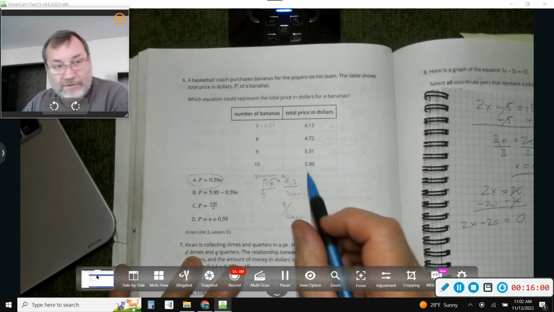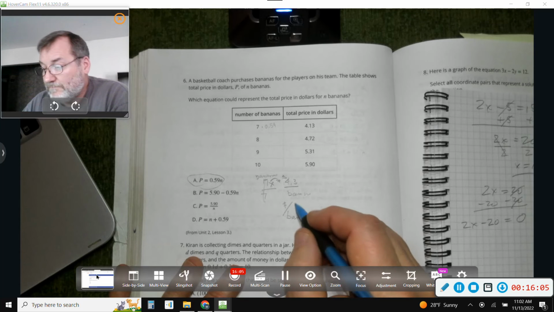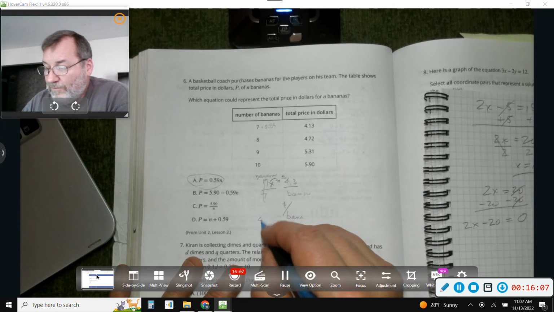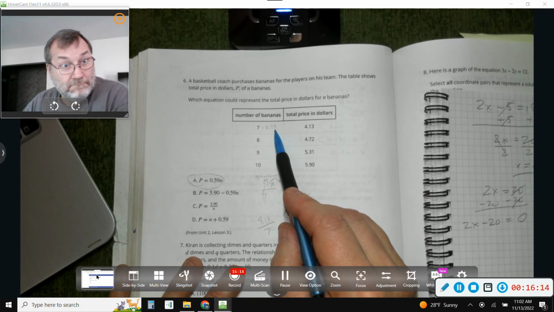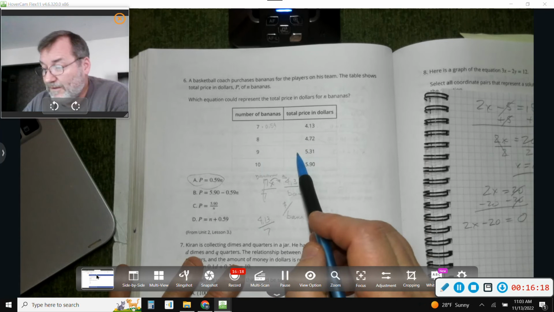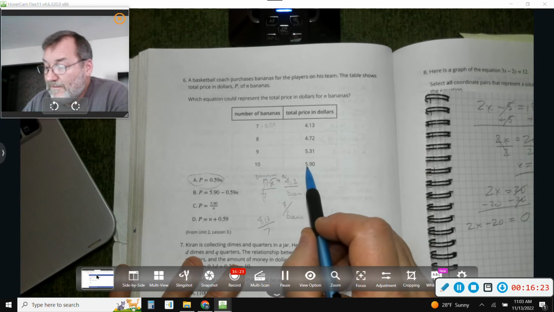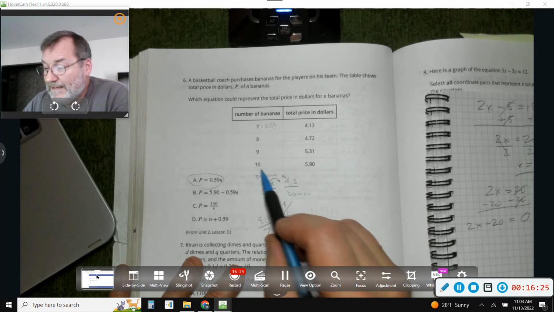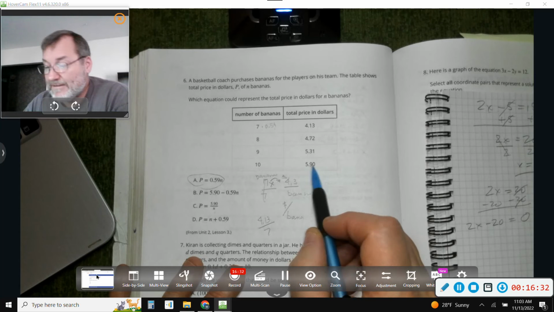All right, so we have numbers of bananas and the total price, so it's dollars per banana. What's 4.13 divided by 7? It comes out to be 0.059. And if you come here and do the math, you get the same thing. You come to here, you get the same thing. You go to here, you get the same thing. Look at this: 5.90 divided by 10, you can do that math in your head. 0.59. So that's how much a banana costs, just under 60 cents.